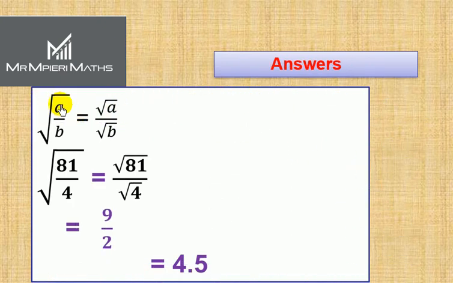Now, I hope you made use of the fact that root A divided by root B is the same as root A over root B. So here, we cannot split them into two different parts. Root 81 divided by root 4. But then here, root 81 is a perfect square root, so that's 9. And root 4 is a perfect square root, that's 2. So 9 divided by 2 is 4.5.